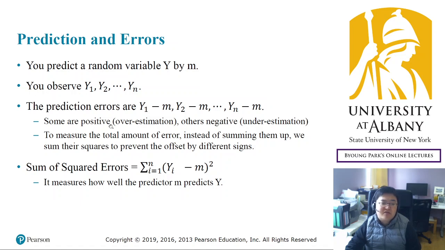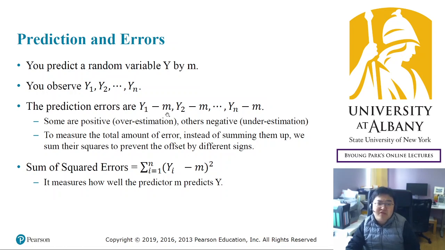When the prediction error is positive, it means you are underestimating, and when it's negative, you are overestimating. Excuse me, I mixed that up earlier. Anyhow, the point is some are positive and some are negative. And what we want here is to measure the size of the prediction error, how much error you have in your predictor.